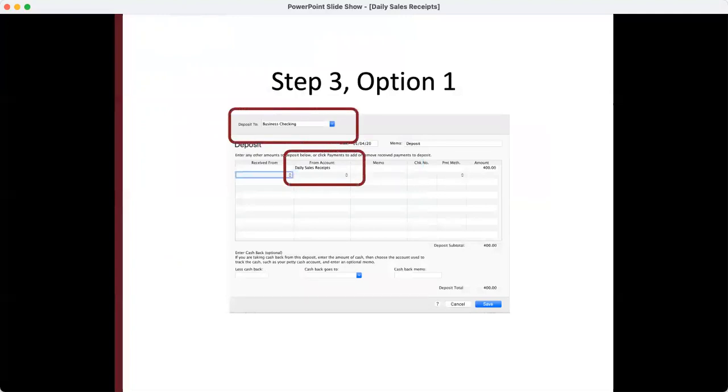And then we need to get it into the bank as it gets direct deposited. So there's many ways we can do it. Option one, to deposit it into the bank, is we're going to make a deposit to our real business checking account, and it's coming from our daily sales receipts. So this is in essence a transfer, but we recorded it using the deposit function. So it's going into our business checking account and it's coming from the daily sales receipts.